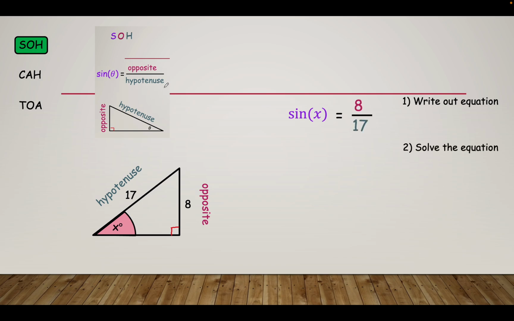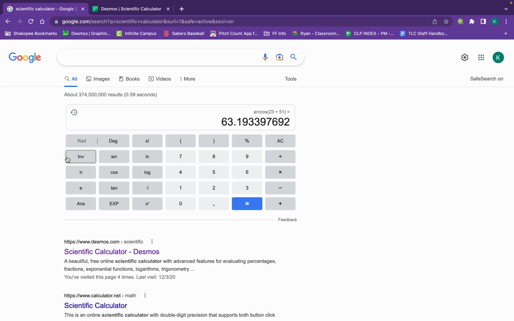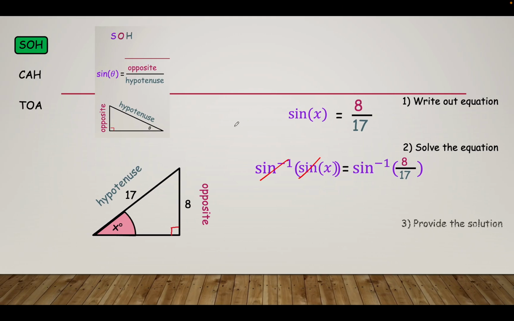Then solve the equation by doing the inverse on both sides of the equation. So inverse of sine, and the sine inverse of 8 over 17. So these are going to cancel, and we need our calculator. So the inverse of sine, 8 divided by 17, leaves us with 28.07. We'll bump that to 28.1 degrees.